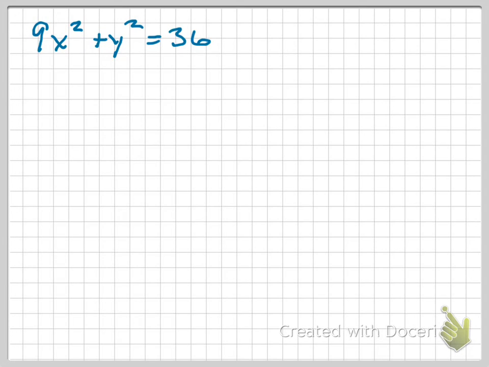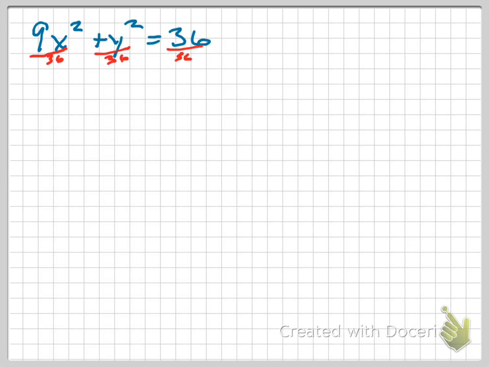It doesn't look like the others, like this. Very simple. The reason it doesn't look like the others is because it needs to have a 1 on the right side. So the first thing I'm going to do is divide everything all the way across by 36. That's going to give me a 1 on the right side.